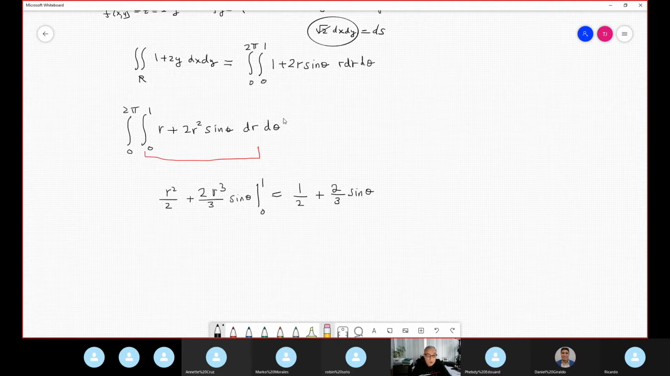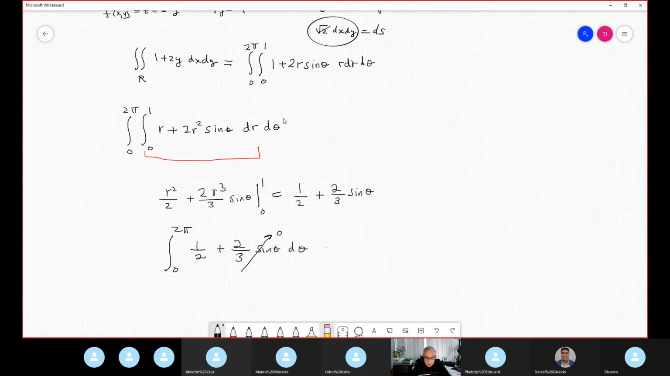Finally, you compute the last integral from 0 to pi of 1/2 plus 2/3 sine theta d theta. Well, this is obvious. The integral of this part is 0, because the sine integrated over one entire period is 0, no? Because sine has a positive part and a negative part, so it's completely a period, so it's 0. So only the 1/2 stays alive.